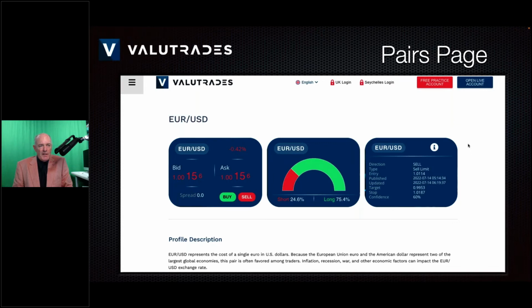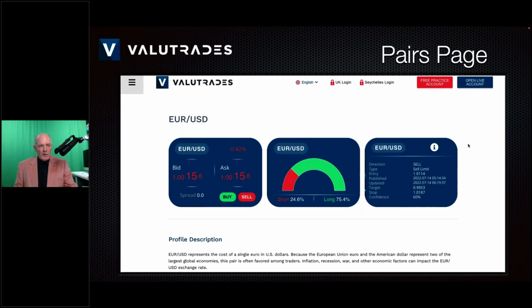So just to recap, you've got an order ticket that shows the spread and the price. You've got news analytics, which will show you what's happening in the financial world with that particular pair. And on the right, you've got the wonderful signals that Valutrades provide you for free. And down below on every page, there'll be a profile description of each pair.